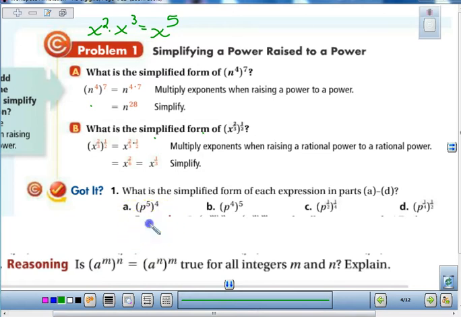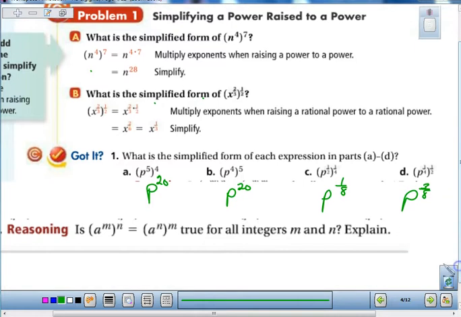And now you should see your solutions. P to the 20th. Here we're going to take p to the 1/2 times 1/4, which will give us p to the 1/8. And here we're taking 3/4 times 1/2, and we would end up with p to the 3/8.